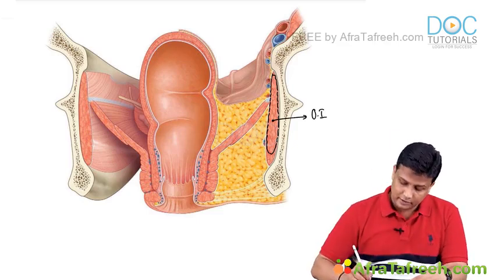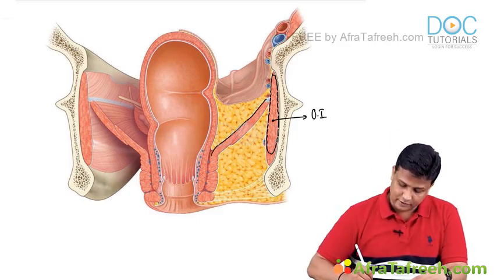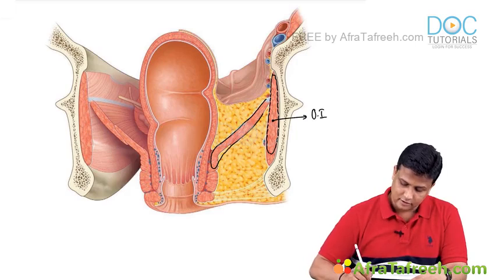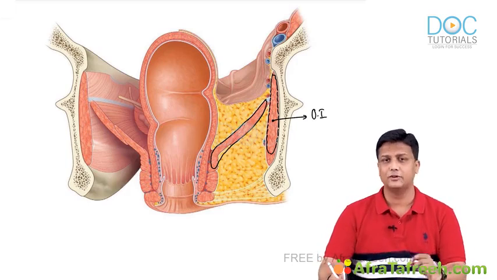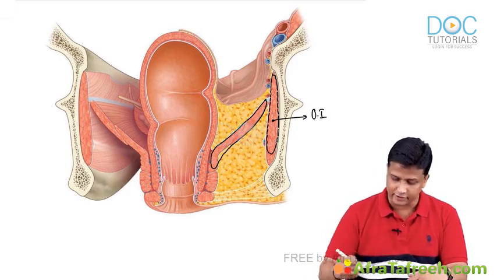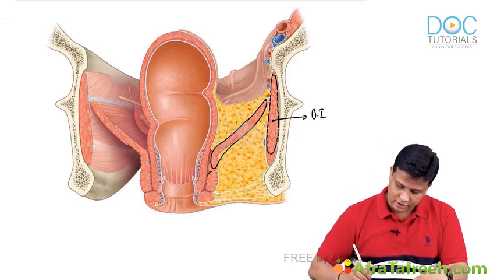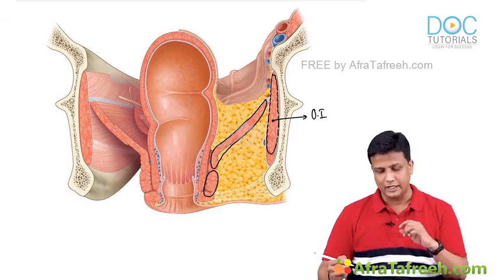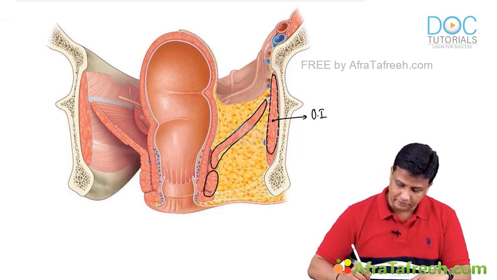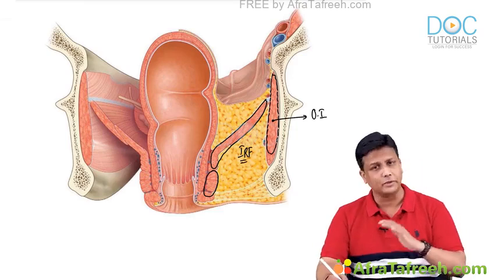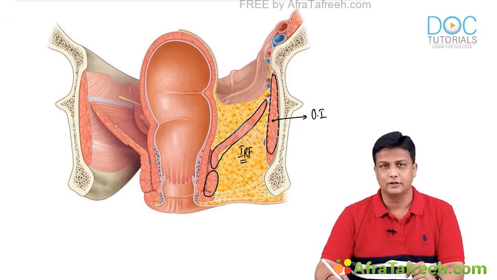And then there will be the muscles which are sloping down here. This is levator ani muscle. Those levator ani muscles are actually contributing to the formation of the pelvic diaphragm. And this is the external anal sphincter. So levator ani and external anal sphincter are the ones which are going to form the medial boundary of ischiorectal fossa.